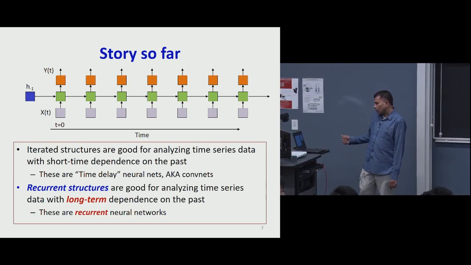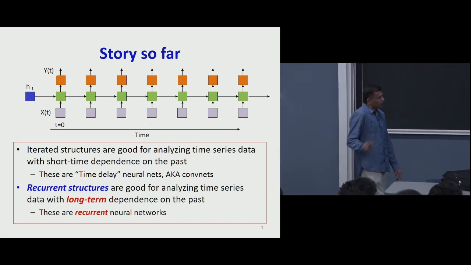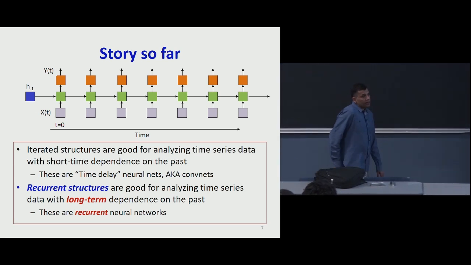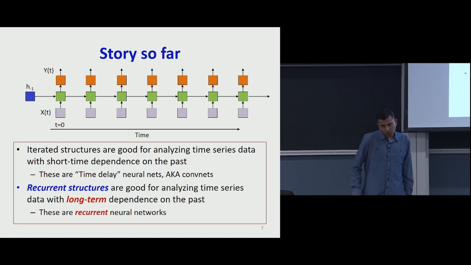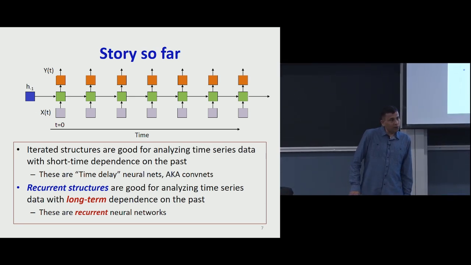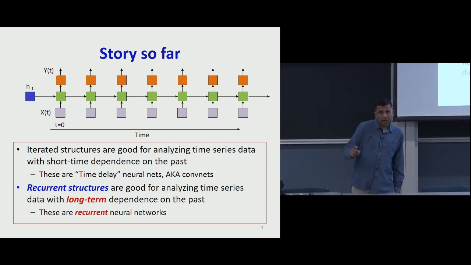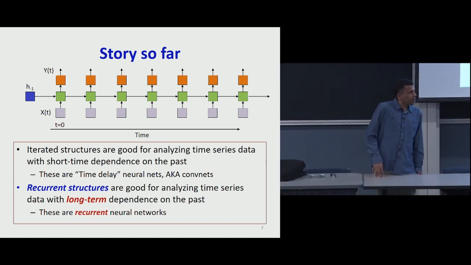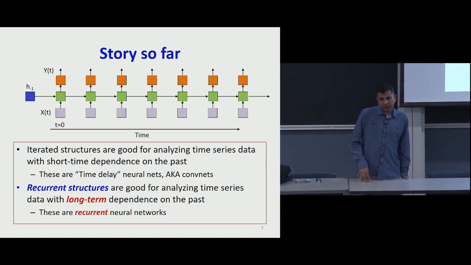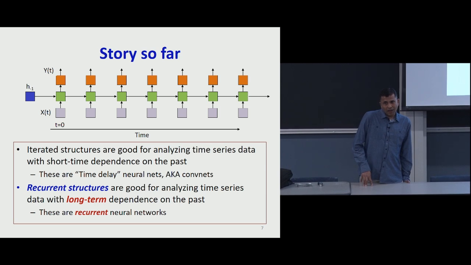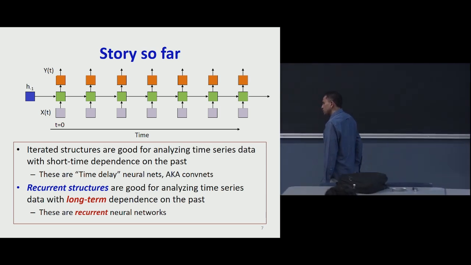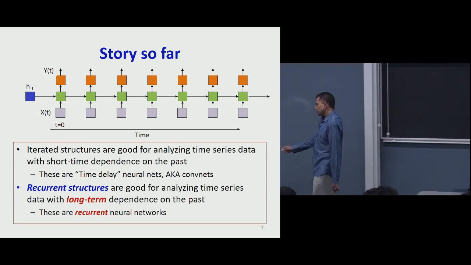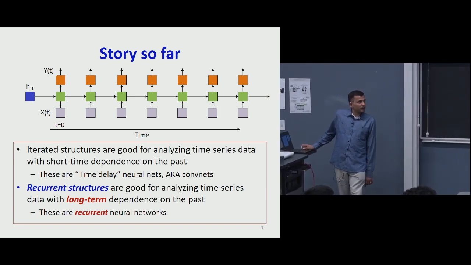On the other hand, if you want to analyze time series data with long-term or even infinite dependence on the past, then you need recurrent structures. So you want something where you have some state variable that keeps passing information on. In some variants of the model, the state variable was the output itself. And this recurrence made sure that you retain information about the infinite past. So these were your recurrent neural networks.